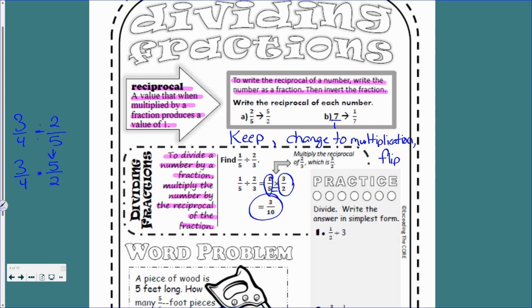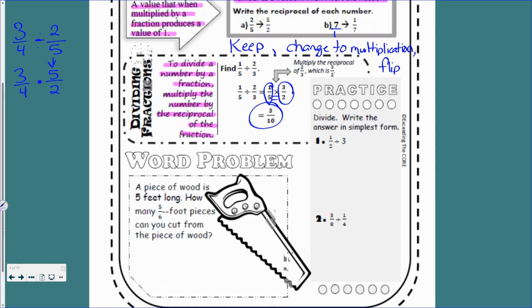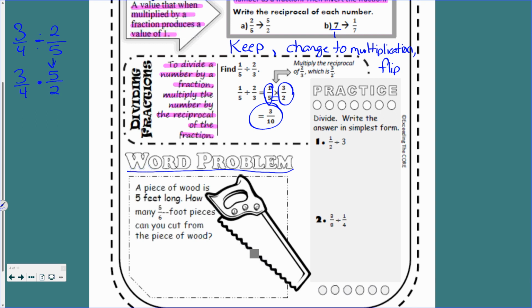Good. I want you to try 1, 2, and the word problem. So you have 3 problems to work on, and I'm going to give you about 3 minutes. Go for it.